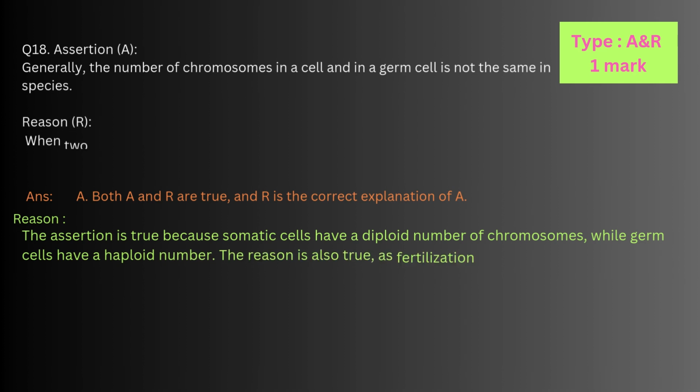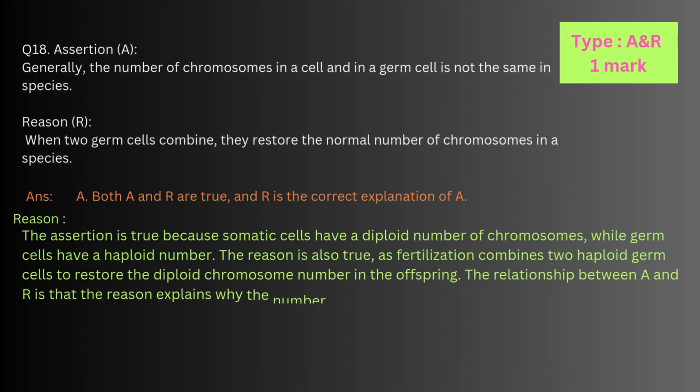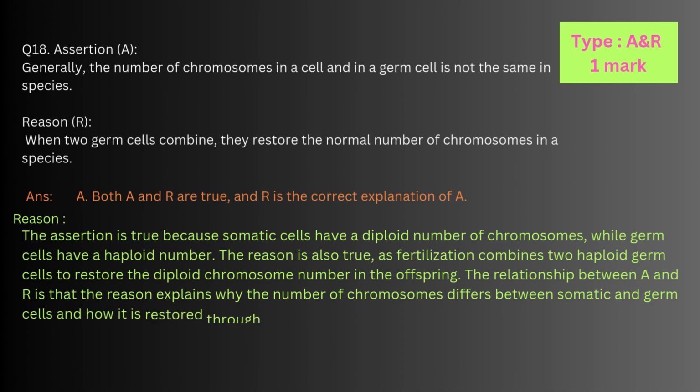Question 18 is an assertion and reasoning question. The assertion statement is: generally the number of chromosomes in a cell and in a germ cell is not the same in a species. Reason: when two germ cells combine, they restore the number of chromosomes in a species. The answer is both A and R are true, and R is the correct explanation of A.